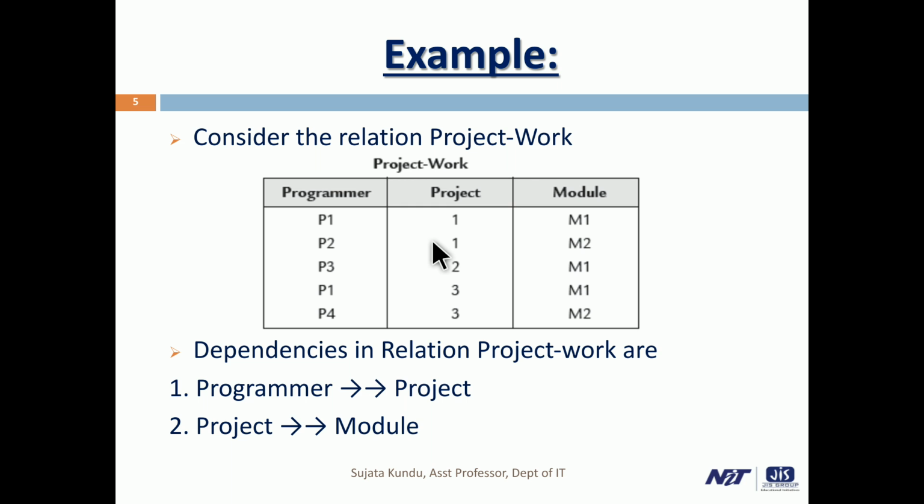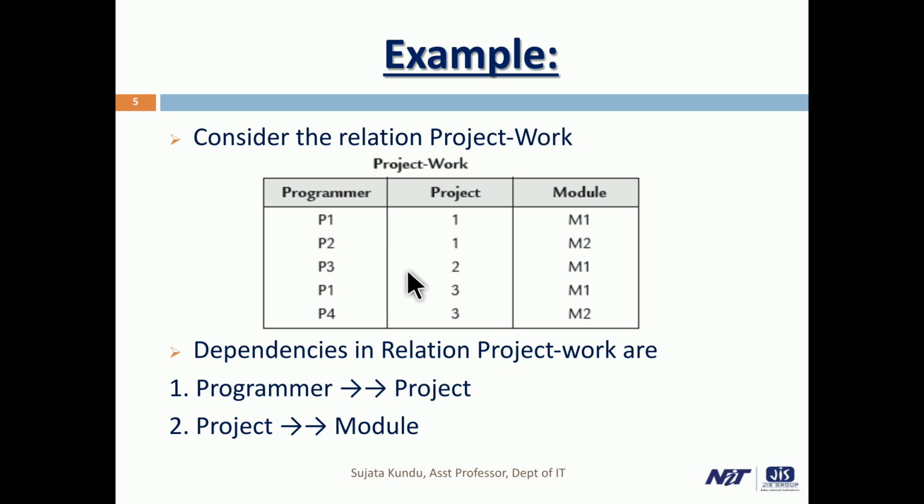So now we will check the conditions for the anomalies. If we want to delete the project information of project 2, you can see that automatically we will delete the information about programmer P3, because P3 is the single programmer working in project 2. That means if I delete project information, it will automatically delete the information about the programmer. So there will be loss of information. So there is a deletion anomaly.